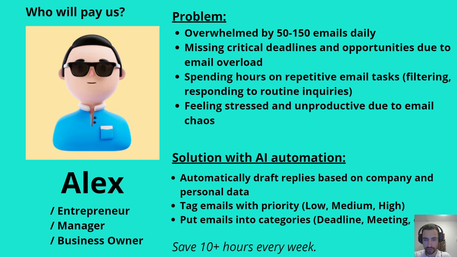email overload, spending 50 hours on repetitive email tasks, filtering, responding to routine inquiries, and feeling stressed and unproductive due to email chaos. The solution we offer him with our AI automation is to automatically draft replies based on company and personal data he has, tag emails with priority, low, medium, high, so he doesn't miss important meetings, important opportunities, and put emails into categories, for example, deadlines, meetings, etc.